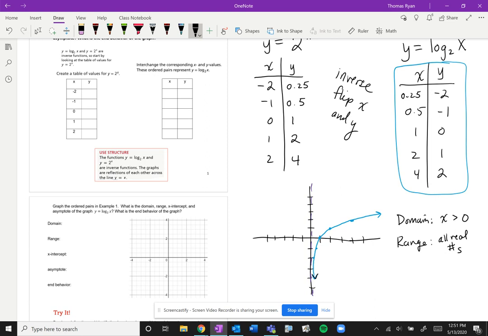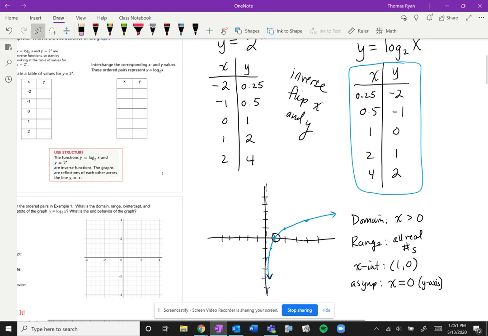So our range then is all real numbers. Can we identify an intercept? Absolutely. It's right here at the point (1, 0). Do we see an asymptote? We definitely should, because we're going to start approaching really, really small x values. They're going to run down, down, down, but they're never going to actually touch 0. So our asymptote is the vertical line x equals 0, also known as the y-axis.